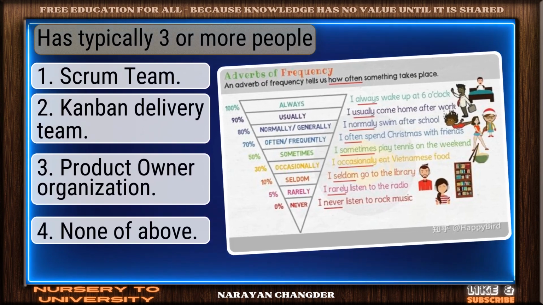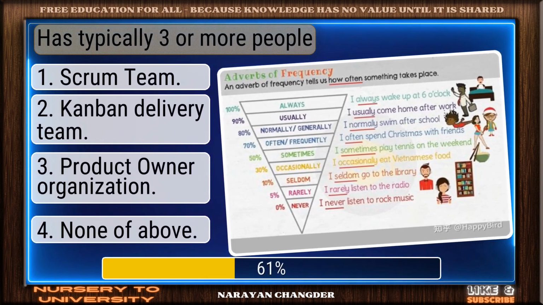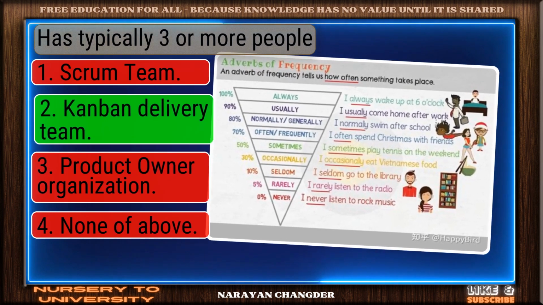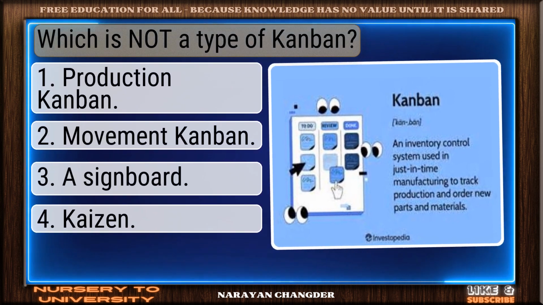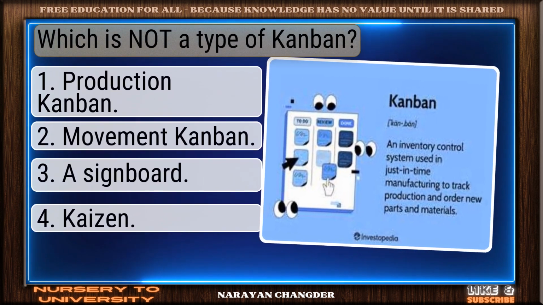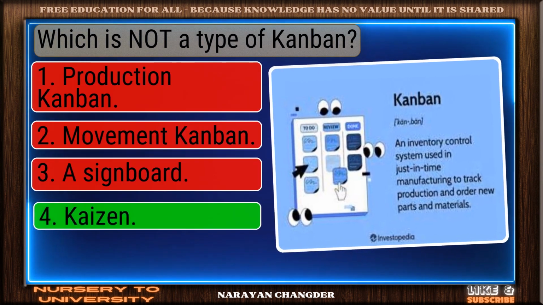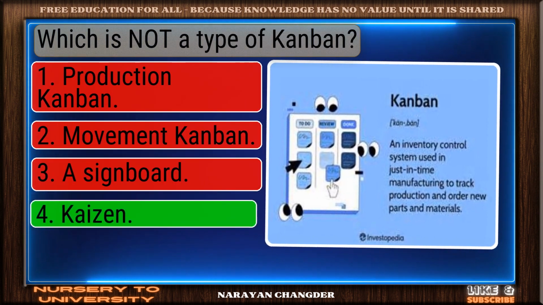Question number 42. Has typically 3 or more people. Correct response. Kanban delivery team is the most accurate answer. Question number 43. Which is not a type of Kanban? Well reasoned. Kaizen is the correct choice.